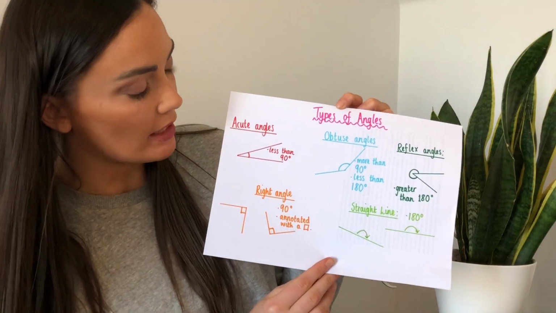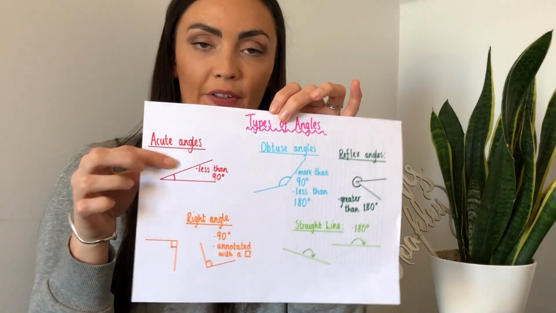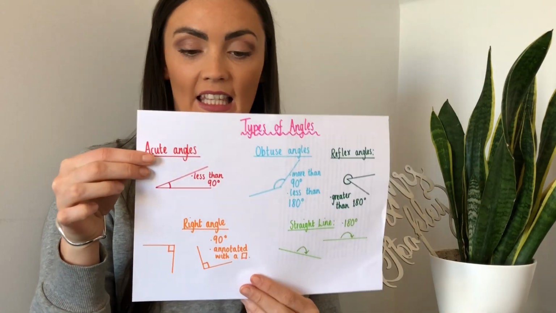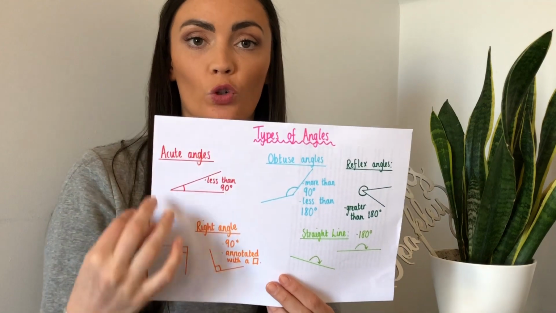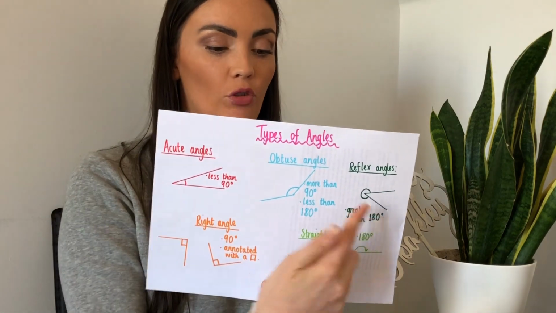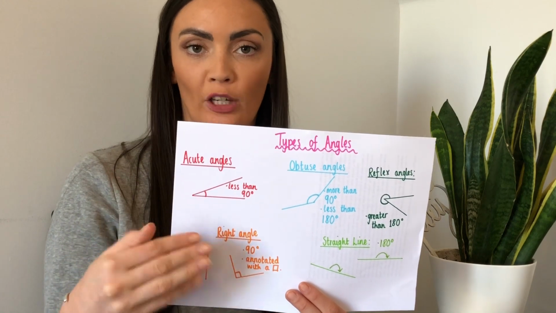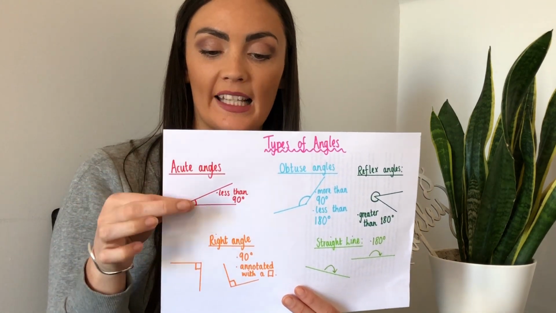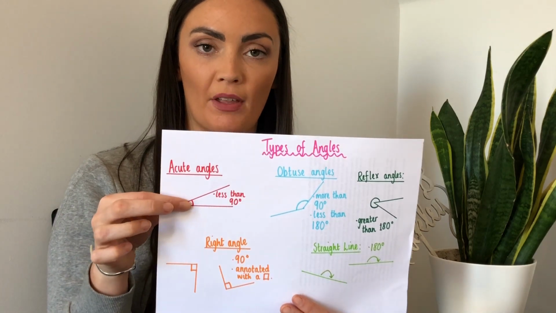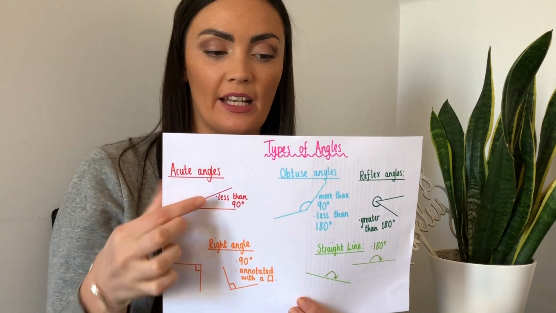So I have just made a little poster of the types of angles. So firstly, we've got acute angles. So these are less than 90 degrees. And remember, when we have these angles, they could be drawn in any direction. So I've drawn them in lots of different ways. So you know that it's about measuring the angle, not the direction they're facing. So an acute angle is less than 90 degrees. We remember that by it being small and cute. So it's less than 90 degrees.